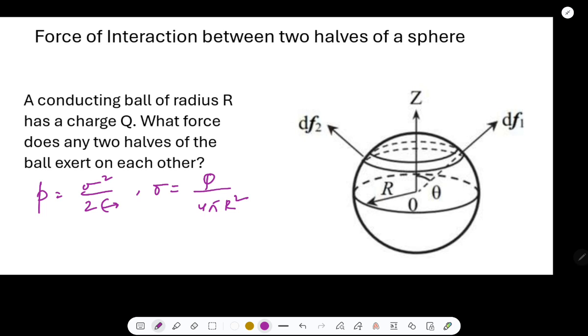And now I'm going to consider an element of the sphere, and this element is going to be a ring of a small thickness on the surface of the sphere. You can see it here. This is the elemental ring, and its surface area I'm going to take as ds. Here are a few forces, df1 and df2, we were seeing in the picture.